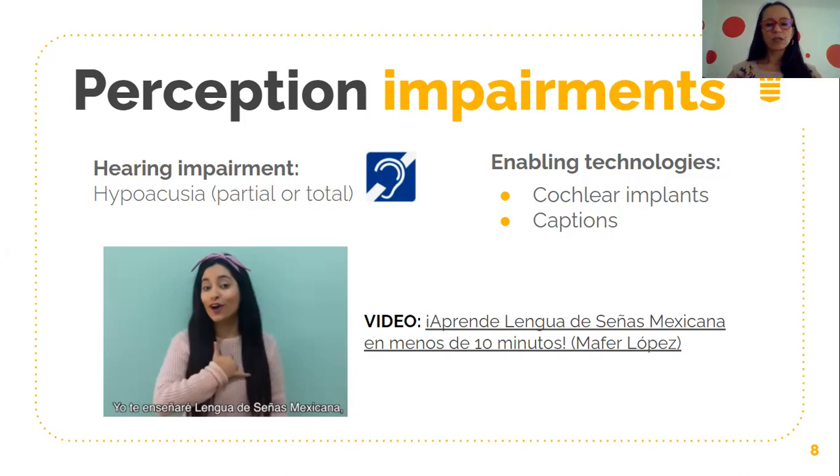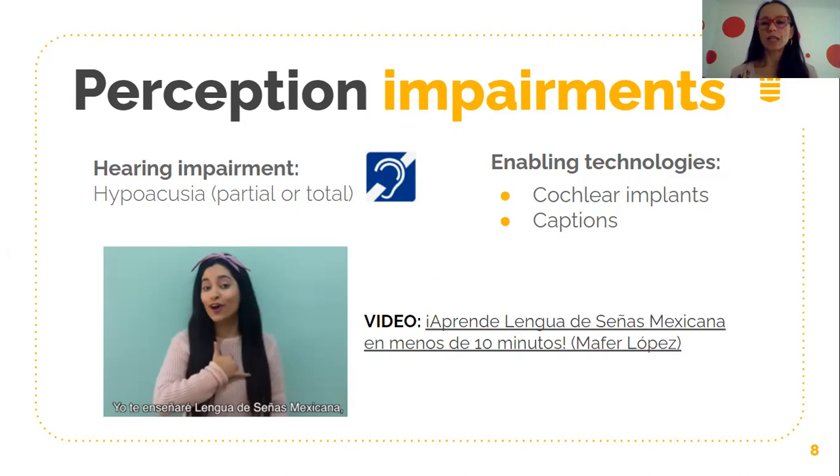Of course, I'm talking about complete deafness, people who cannot hear anything, but the impairment can also be just difficulty in hearing, but they can still hear something, just not to the degree of normal hearing. So for people who can hear partially, the enabling technologies are usually the cochlear implants, which is like a small device that helps them enhance their capacity to hear. But that's only for those who can hear a little bit.